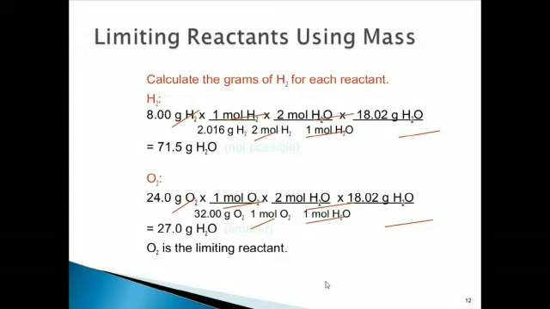Same with the oxygen. Suppose 24 gram of oxygen is taken here, 1 mole of oxygen forms 2 mole of water. With 32 gram as the molecular mass of oxygen, 18 gram of water is formed per mole. So here 27 gram H2O is formed from 24 gram of oxygen. That means the oxygen is totally used up. Therefore, oxygen is the limiting reactant.